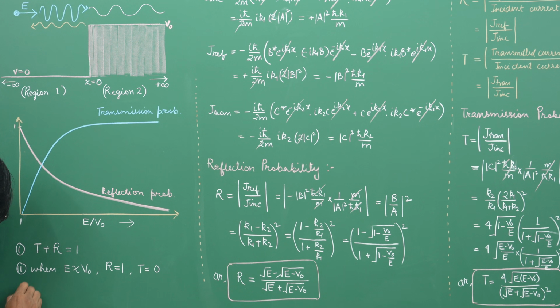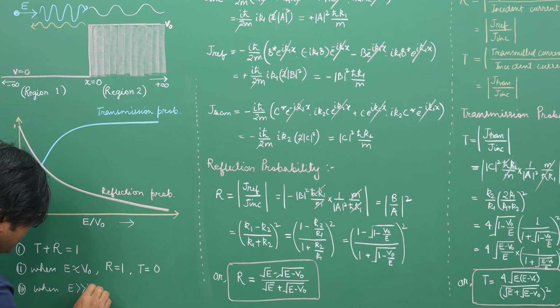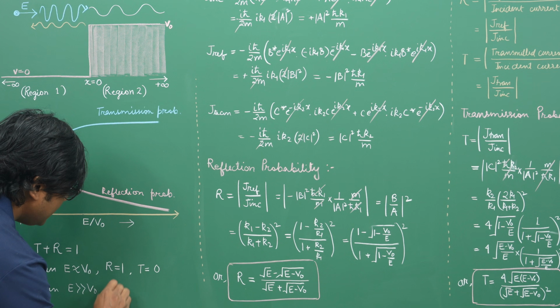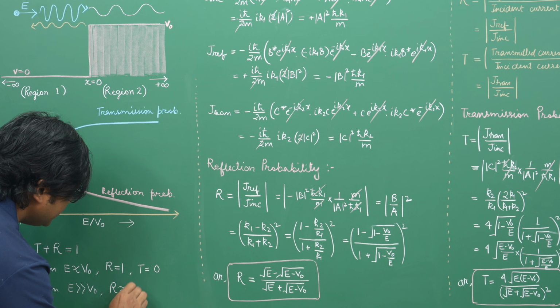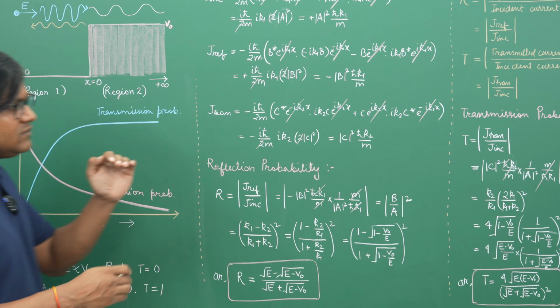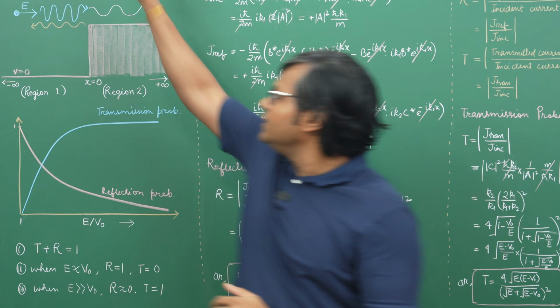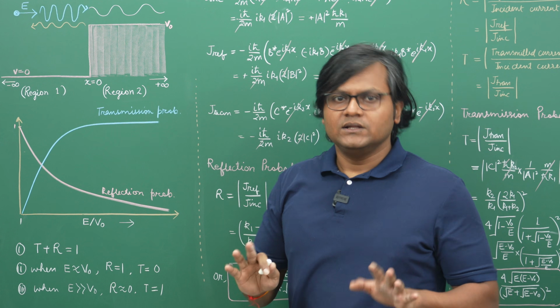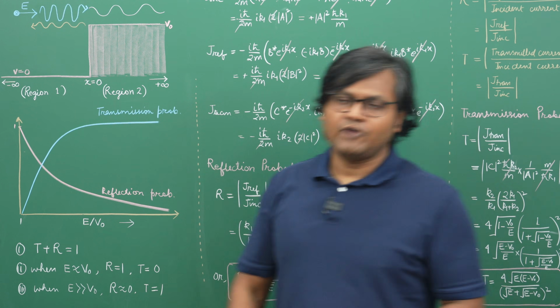And the third case scenario is when the energy of the particle is very, very large compared to V naught. When the energy of the particle is very, very large compared to V naught, reflection probability is approximately equal to 0 and transmission probability is approximately equal to 1. That means if the particle has a great energy compared to the potential, then the potential is unable to affect the motion of the particle. The particle will most definitely transmit through.